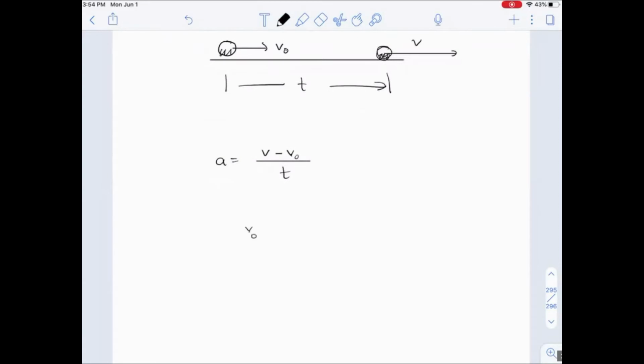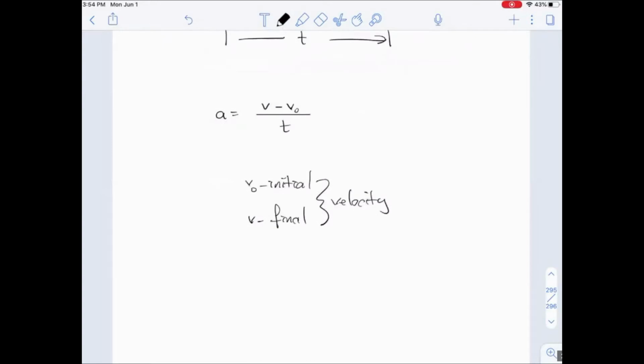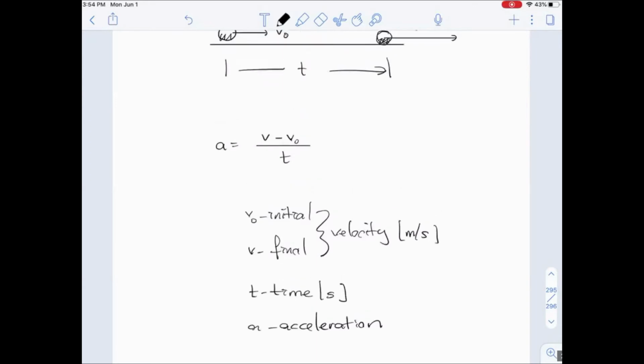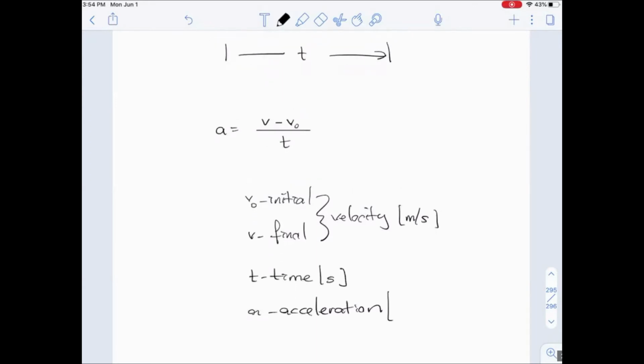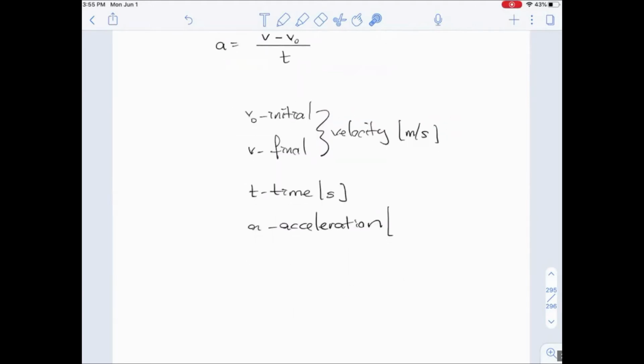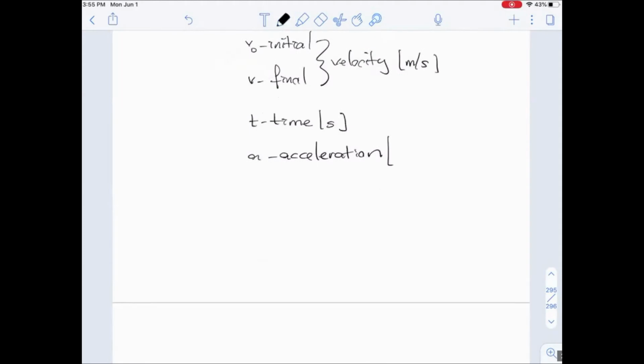V₀ is your initial velocity. V is your final velocity. t is time. a is your acceleration. Time is going to be in terms of seconds. Velocity is going to be in terms of meters per second. So the acceleration. All right, so this is meters per second, and this is seconds. So which means that this is going to be meters per second squared. All right, so the acceleration is going to be meters per second squared.